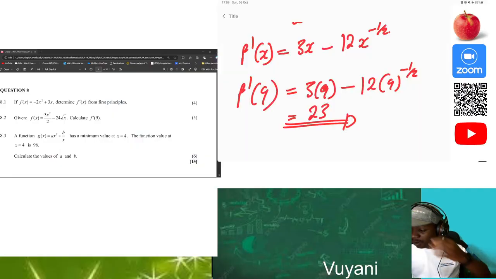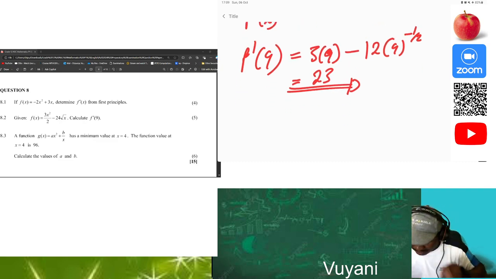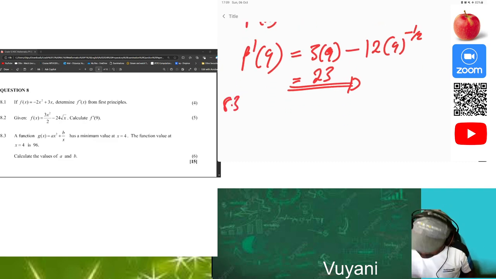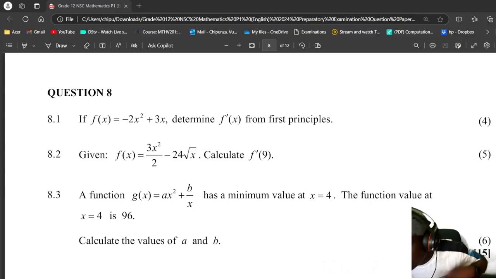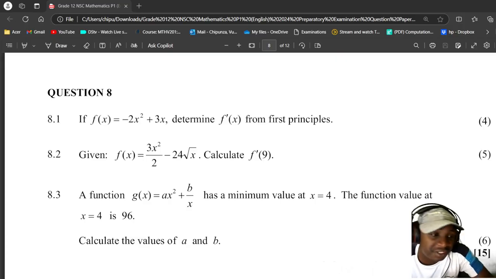Okay, moving forward to the next part of the question, which is question number 8.3. Let's maximize the screen. Here we go. 8.3. A function g of x is equal to ax squared plus b over x has a minimum value at x is equal to 4. The function value at x is equal to 4 is 96. Calculate the values of a and b for 6 marks.